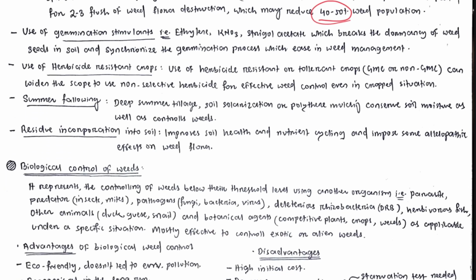Then use of germination stimulants like ethylene, KNO3 and Strigol. They will stimulate the germination of parasitic weeds, and we have to control them by applying any chemical or herbicide.